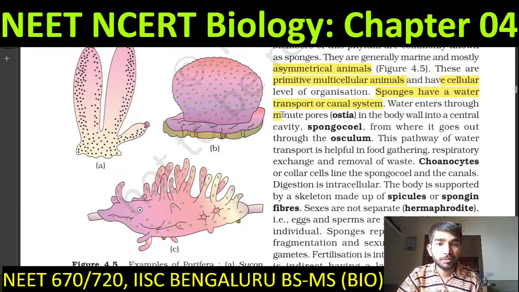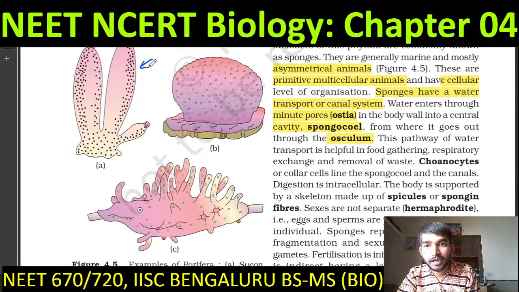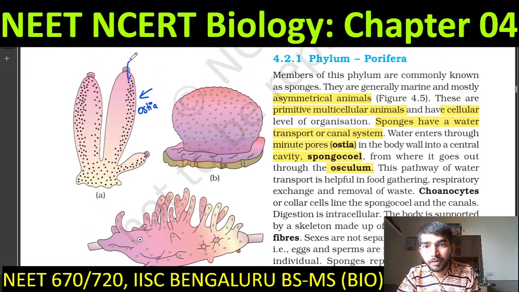Water enters through minute pores which are called ostia. So these minute pores on the body of the sponge are called ostia in the body wall into a central cavity, spongocoel. Although it is not a true coelom, not a true cavity formed by splitting of endoderm or ectoderm, it's still called a spongocoel, a cavity present in the poriferan members, from where water goes out through the osculum. So it enters through ostia and exits from the osculum.